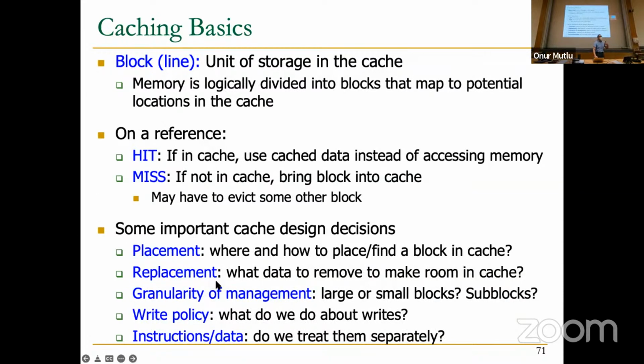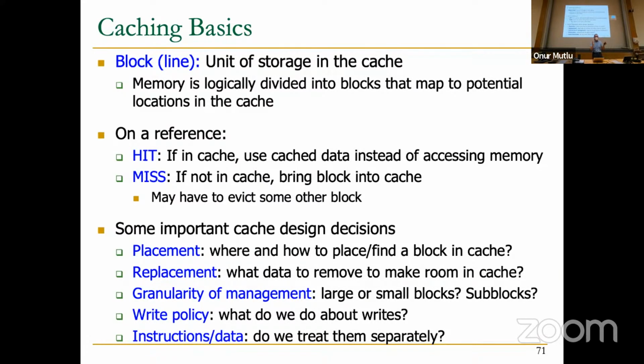Replacement refers to what data or what block to remove from the cache to make room in the cache for incoming data. Granularity of management: we have large blocks, 8 bytes, small blocks, 64 bytes or 256 bytes or 4 kilobytes. Hopefully not 1 megabyte in the hardware cache, that's a lot, but you can think about it that way also, right? Do you do sub-blocking? Sometimes can you bring smaller pieces of blocks? We're going to talk about that probably in the next lecture, not today. There's also the variable granularity. Can you imagine variable granularity? That becomes harder now, right?